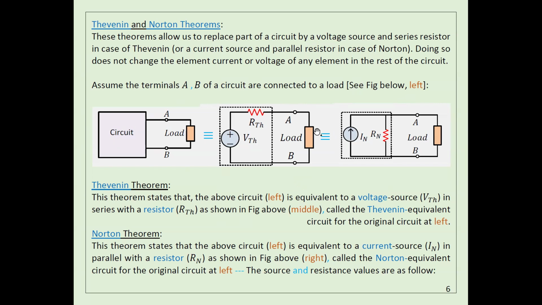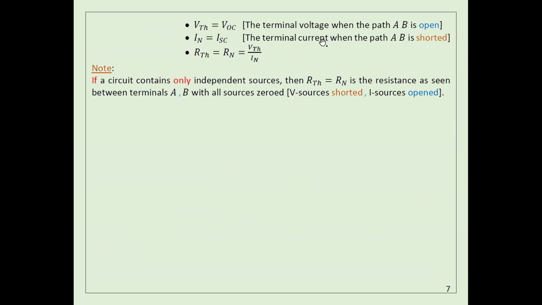The good thing is R Thevenin is equal to Rn, RTH equals Rn. So now you need to learn how to calculate VTH, how to calculate In, and then how to get this resistance. And I explained it last time.